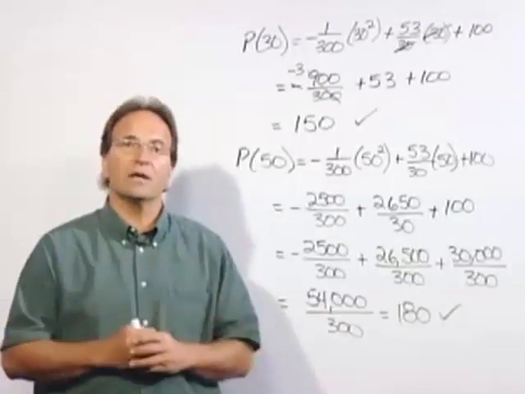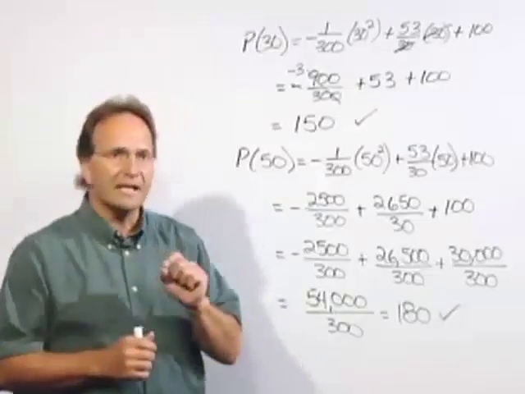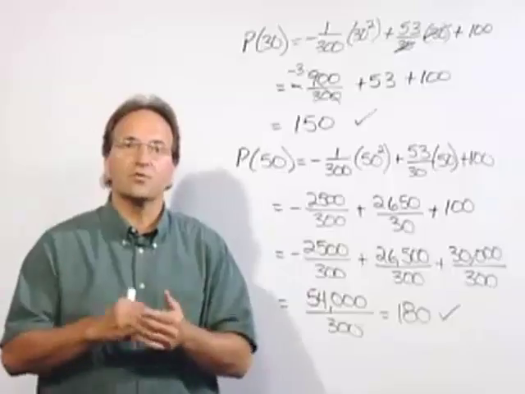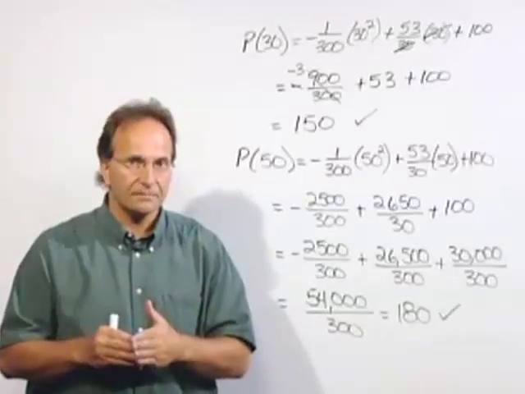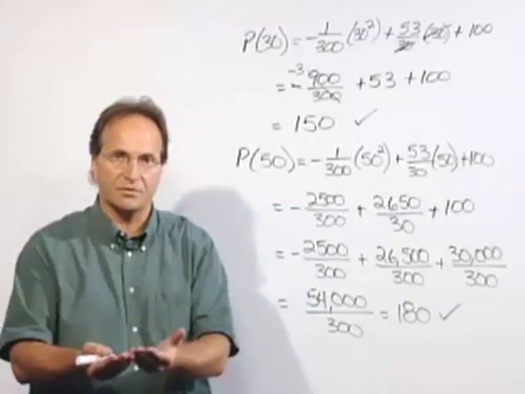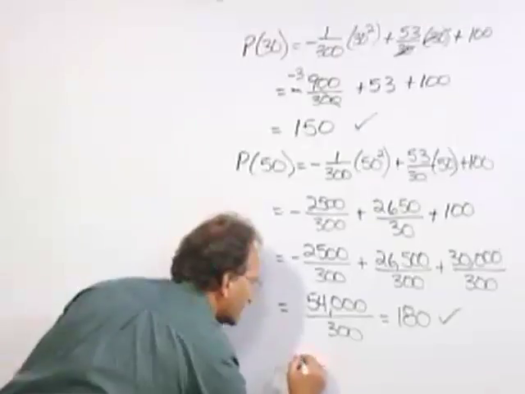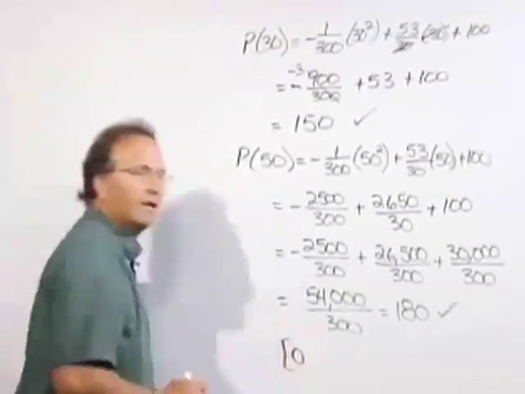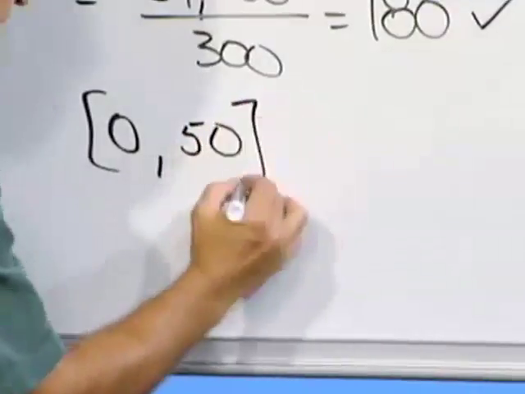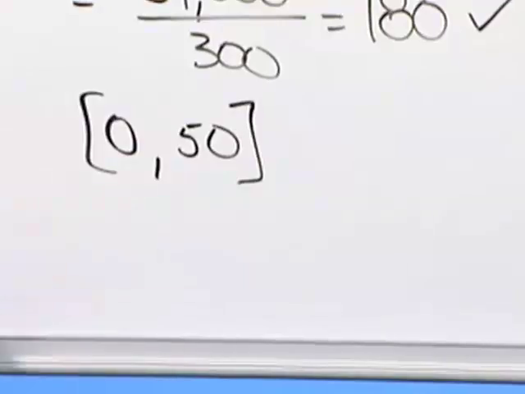And the last thing we were asked to find was the domain of the function P of t. Well, the domain refers to those values of t that are part of the function that we can substitute in. That is, we look at the race and we know that the time started at 0 and it ended at 50 seconds. And so our domain would be 0 to 50 inclusive of both endpoints.